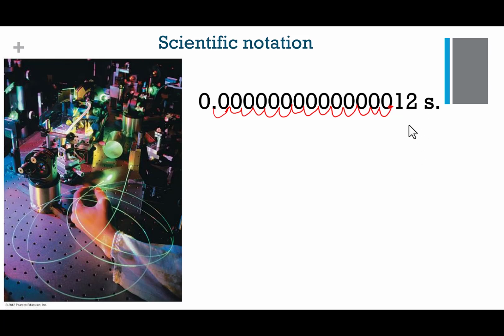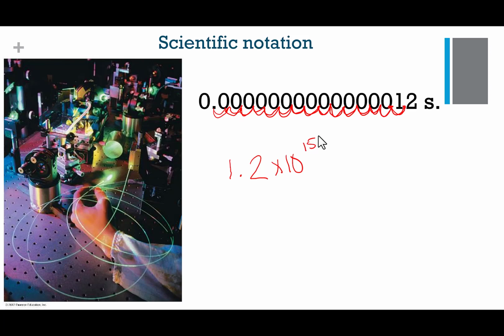So the correct position for this decimal is going to be right here, 1.2. Then I'm going to take that number and I'm going to multiply it times 10. And then I'm going to write an exponent that tells me how many places I moved that decimal. So 1, 2, 3, 4, 5, 6, 7, 8, 9, 10, 11, 12, 13, 14, 15. So I moved it 15 decimal places.